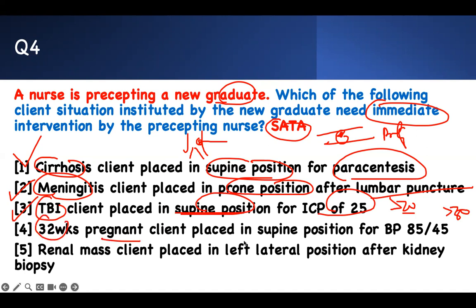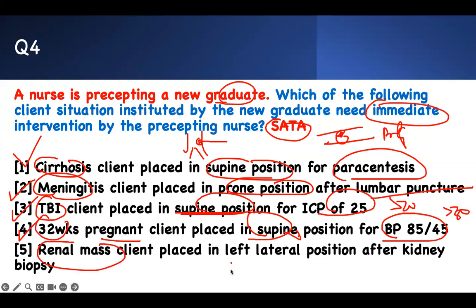32 weeks pregnant, placed in what? Supine position for blood pressure. Pregnant lady, hypotensive, never put them in supine. You need to offload the inferior vena cava from the uterus. How do you do that? Put them on the left side. The uterus will roll away from the big vein and allow blood to return to the heart, and the blood pressure will be fine. Never put the pregnant lady in the supine position. We got to intervene.